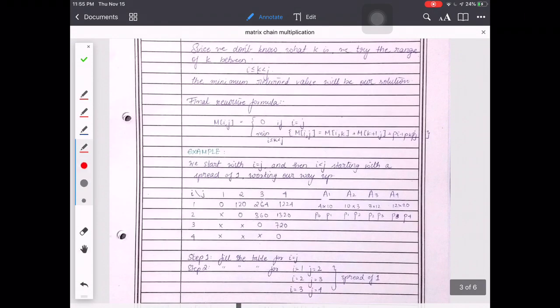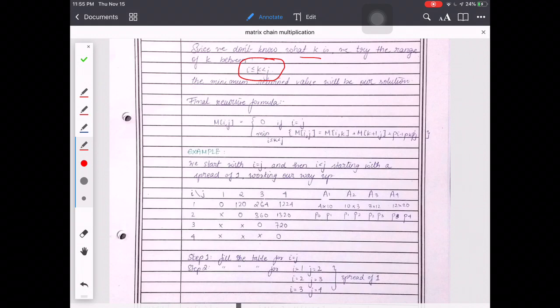So now comes the actual part. Since we don't know what k is, we try the range of k between i and j in this manner, where k can be any value greater than or equal to i, but always less than j. And the minimum value returned would be our solution.